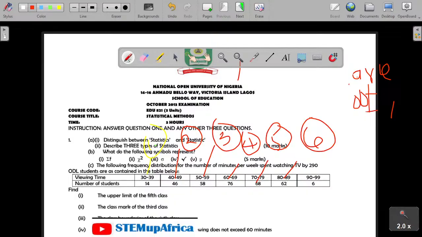So how do we get our class boundary? The class boundary is also gotten from the class interval. Remember we said the ones on top are the class intervals. So you can get your class mark from it, your upper class, your lower class, and your class boundary. How do we get our class boundary? This one involves a simple principle. Let's use 40 to 49 as a case study to determine our class boundary.